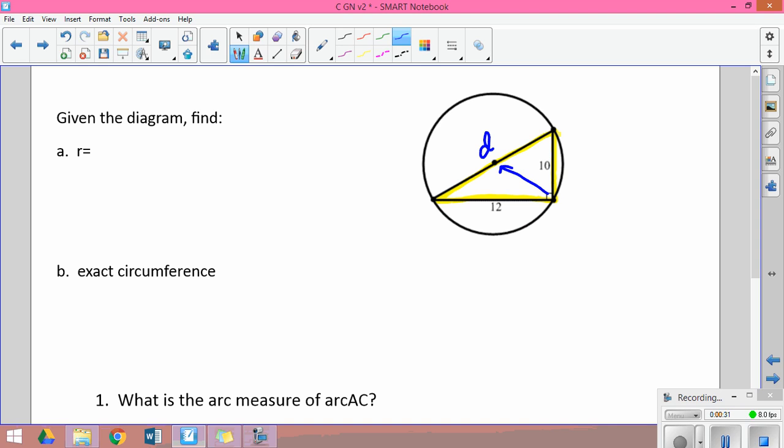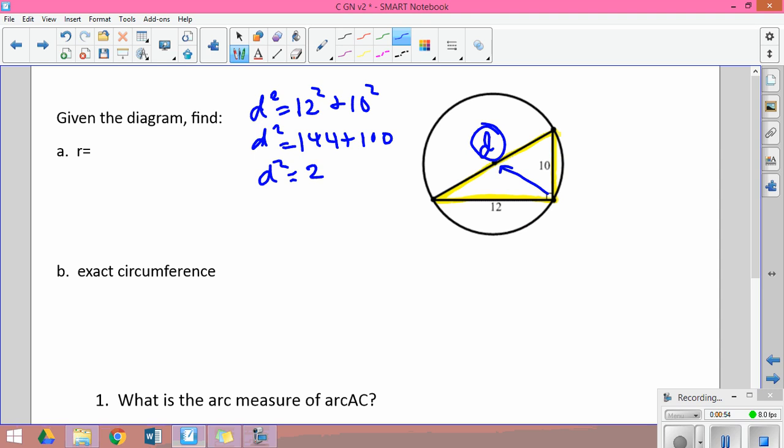And so Pythagorean theorem is in play, and so I know that d squared is equal to 12 squared plus 10 squared. Work that out. D squared is equal to 144 plus 100. D squared is equal to 244. The diameter is the square root of 244, which is approximately 15.6. My question asks for radius.